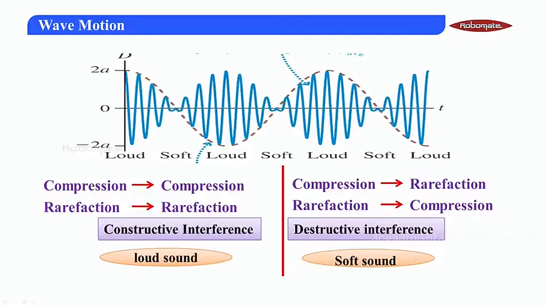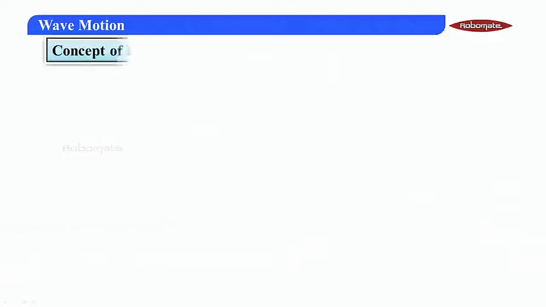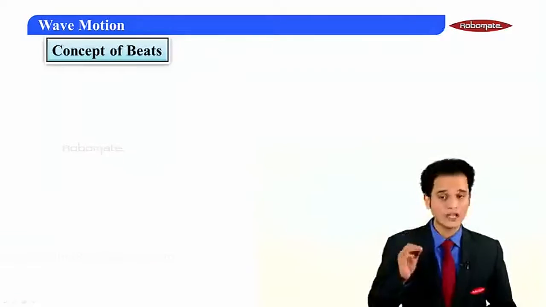But students, this loud sound and soft sound has got names as well. One is called waxing and the other one, students, is called waning. So every time you are going to have loud sound, we will call it waxing. And every time we are going to have soft sound, we are going to have waning. So students, let us go ahead and see a few definitions for beats.